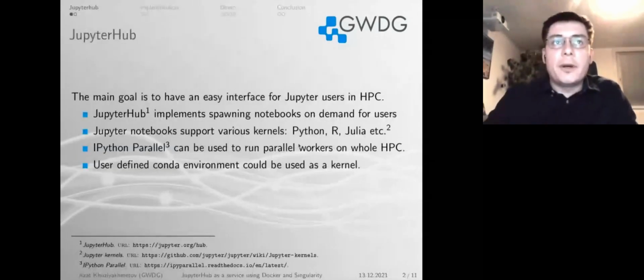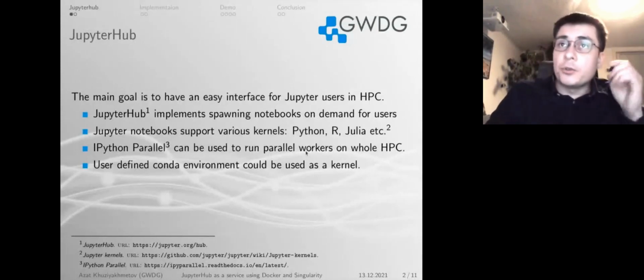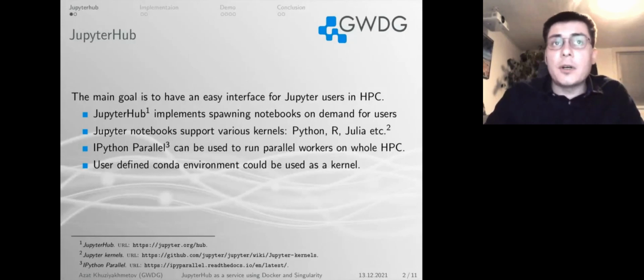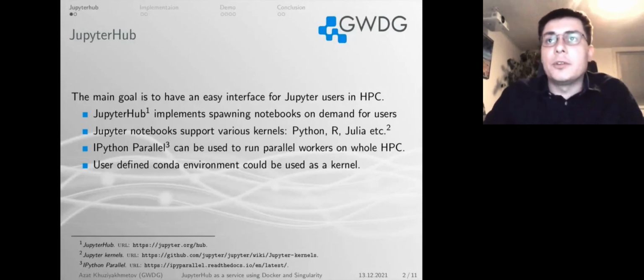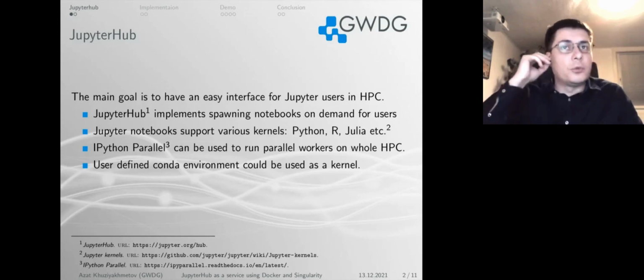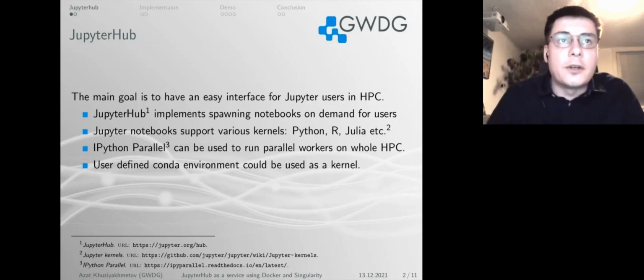What is JupyterHub? The main goal is to have an easy interface for Jupyter users in HPC. JupyterHub implements spawning notebooks on demand for users. Notebooks support various kernels: Python, R, Julia, etc. So it's quite easy for users who are familiar with these languages and have support of the Jupyter notebooks. They can run basically their code on HPC with a couple of clicks.